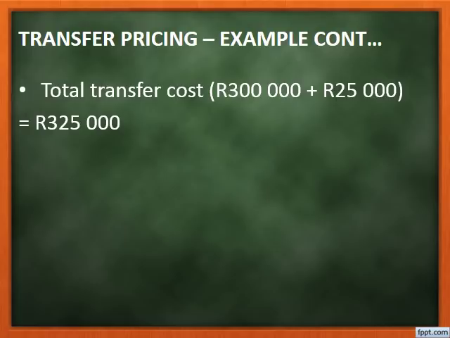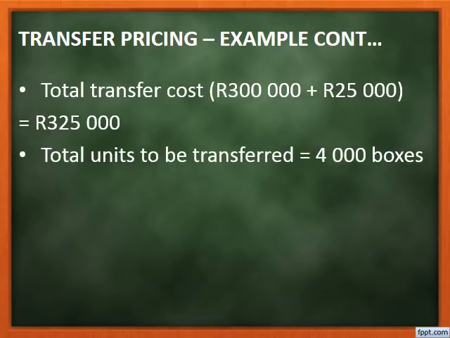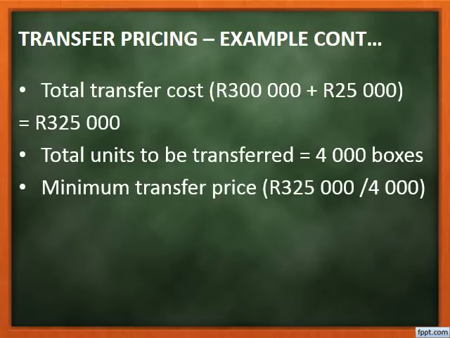Therefore, the total transfer cost is the 300,000 plus the 25,000, which equals 325,000 Rand. The total units that must be transferred is 4,000 boxes. Therefore, the minimum transfer price per box will be the 325,000 divided by 4,000 units. This equals 81 Rand 25 per box.